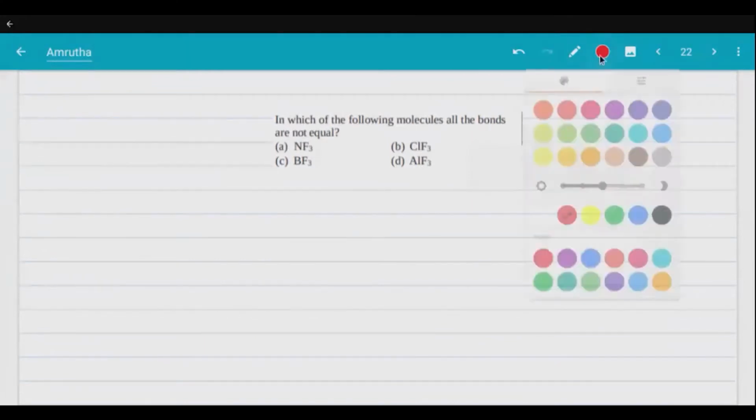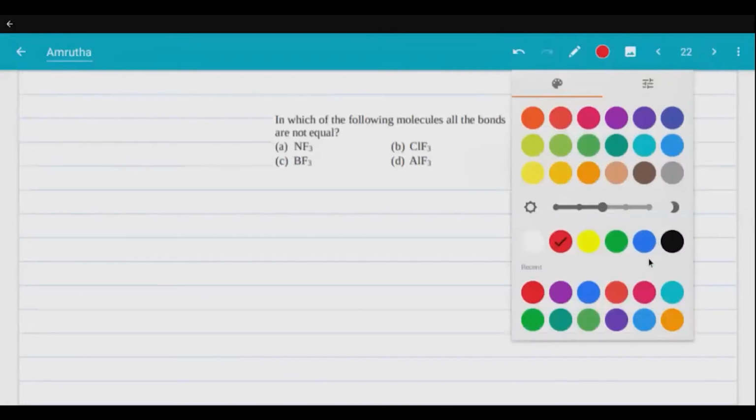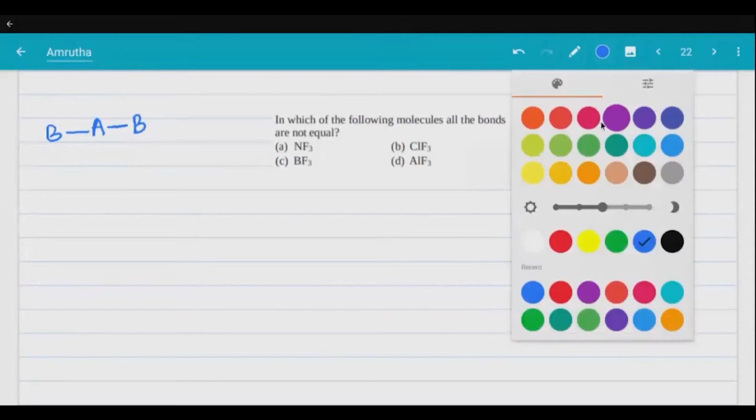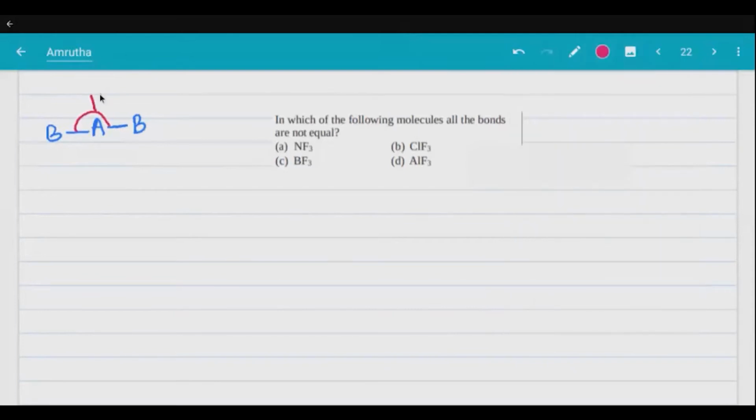If I tell you a molecule, let us take AB2, and say it is linear. There are 2 lines you can see, right? Are they same or different? Bond angle is 180 degrees. Are they same or different? Bonds are equal. Yes, exactly.